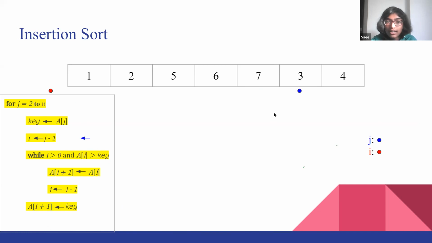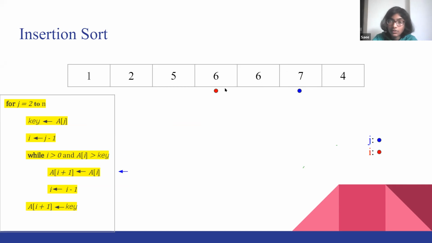Please don't annotate. Yes, thank you. How will we do it? We will first go and ask 7. 7, you are greater than me. We see that 7 is greater than what we want to insert. So we will shift 7 to the right. And then we will look at 6. Is 6 greater than 3?